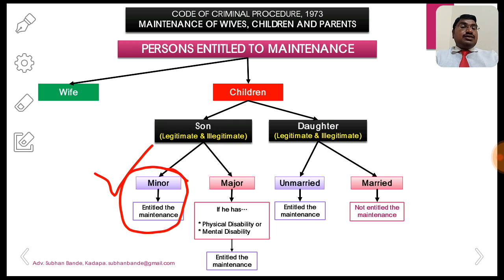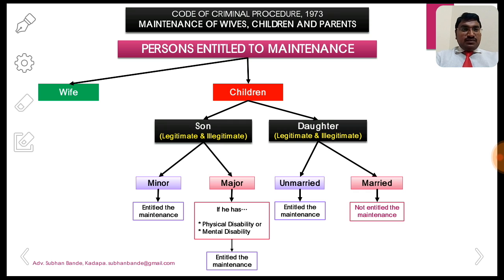A minor son has a right to maintenance without any conditions. A major son can get maintenance from his father subject to certain conditions. The conditions are: if the major son has a physical disability, he can be entitled to maintenance, or if he has a mental disability, he can be entitled to maintenance. A major son without physical or mental disability cannot be entitled to maintenance under Section 125 of the Criminal Procedure Code 1973. Next, this part is over.